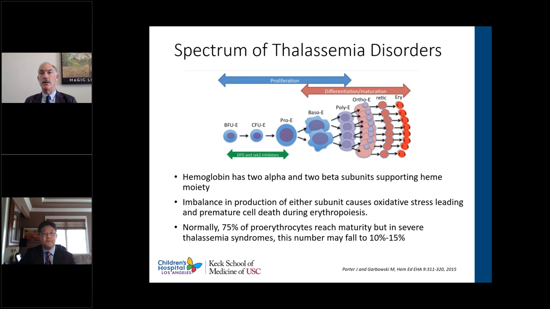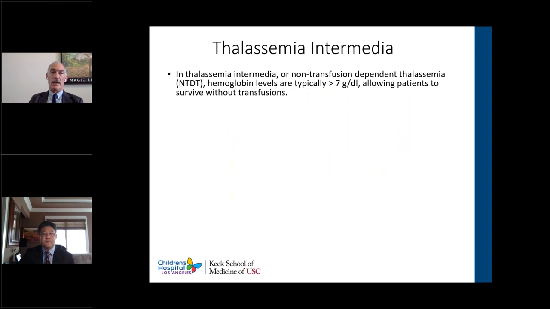effective versus ineffective erythropoiesis. It turns out that in all of us, only 75% of the precursors make it all the way to mature red blood cells. But in some of the severe thalassemia syndromes, that number can fall to as low as 10 to 15%. Well, if the defect is incomplete, some patients will be able to maintain a hemoglobin greater than 7 without additional therapies. And this is called the thalassemia intermedia syndromes, or NTDT.